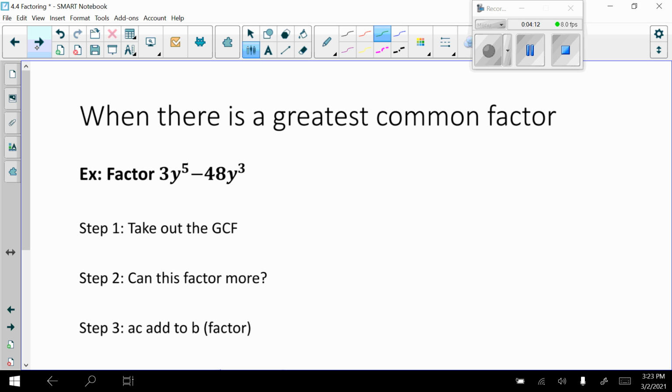So same idea. I want to see if there's a greatest common factor that I can pull out. So I'm looking at this polynomial to start. I'm looking at each of these terms and asking myself, can I divide anything out of both of those things? Okay, well, I see that they're both divisible by 3.